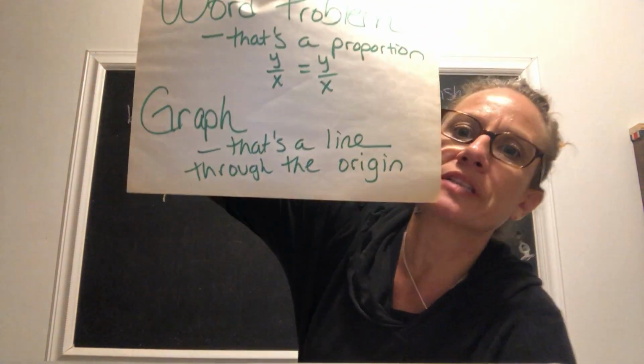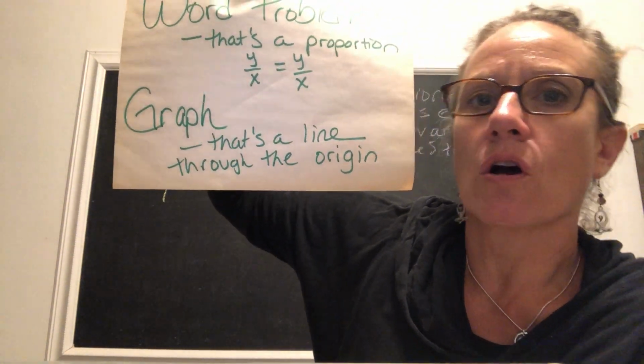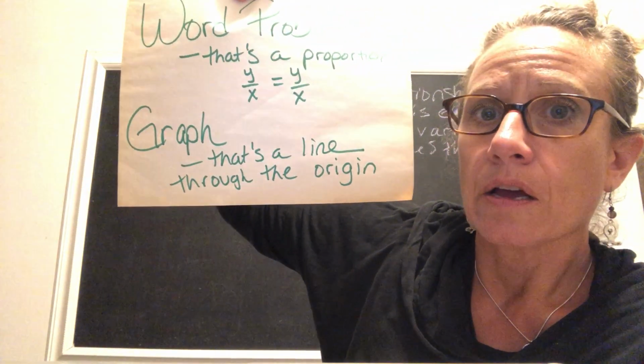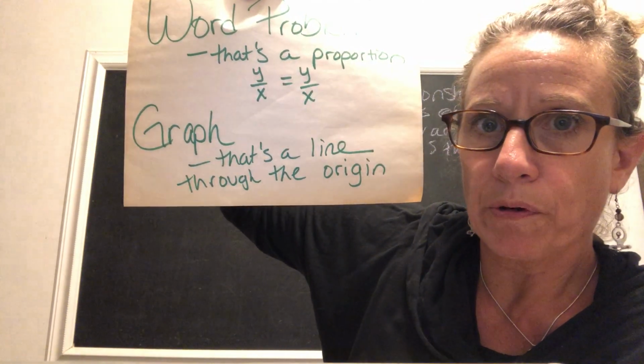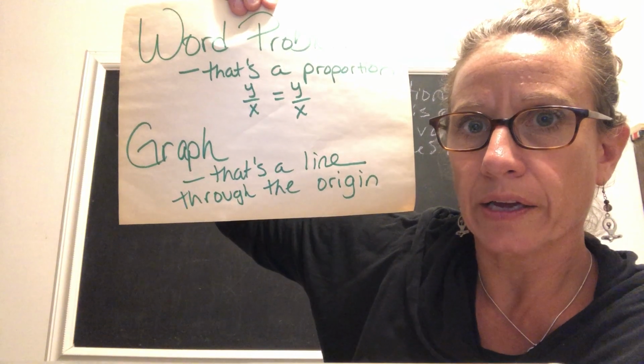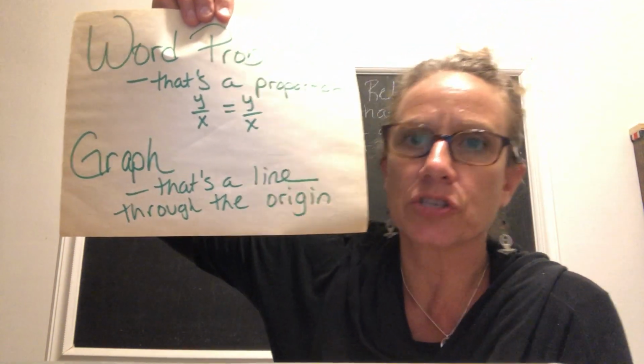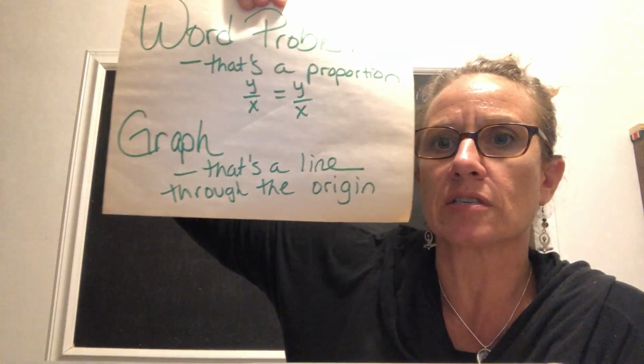The second way to represent it is through a graph. If two things are varying directly, then the slope will be determined by the rate of change, y over x, which is like saying the change in y over the change in x, which is the same as the slope.